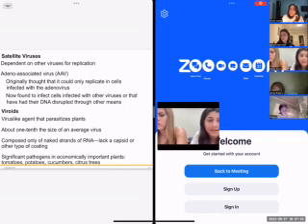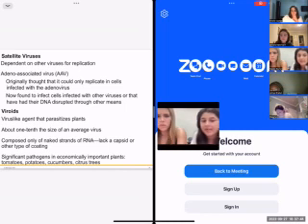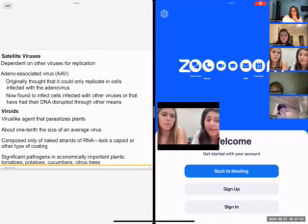A viroid is a virus-like agent that parasitizes plants. It's about one-tenth the size of an average virus, so way smaller, and it's composed of naked strands of RNA, so it has no capsid or any other type of coating. This affects economically important plants such as tomatoes, potatoes, cucumbers, and citrus trees.